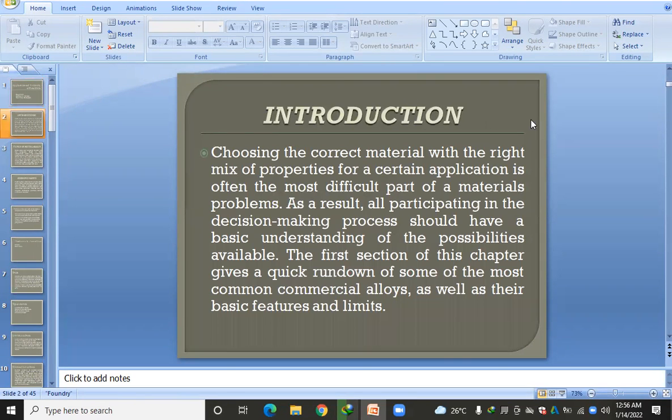Introduction. Choosing the material with the right mix of properties for a certain application is often the most difficult part of the material problems. As a result, all participating in the decision-making process should have a basic understanding of the possibilities available. The first section of this chapter gives a quick rundown of some of the most common commercial alloys as well as their basic features and limits.